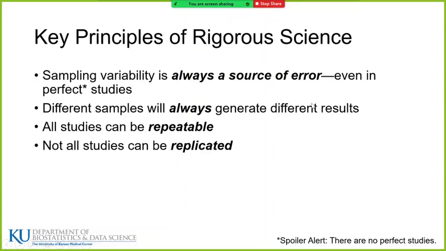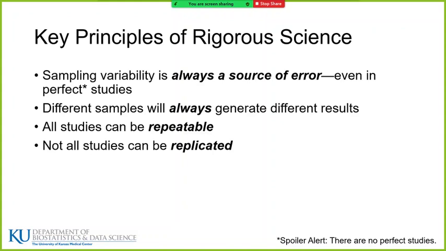So a couple of key principles before we get into this idea of sampling variability and its impact. Sampling variability is always a source of error, even in perfect studies. So what do I mean by that? Well, first of all, there are no perfect studies, simply because every study that is done in samples will have a risk of a false positive finding and a risk of a false negative finding. We'll talk about that again very shortly.